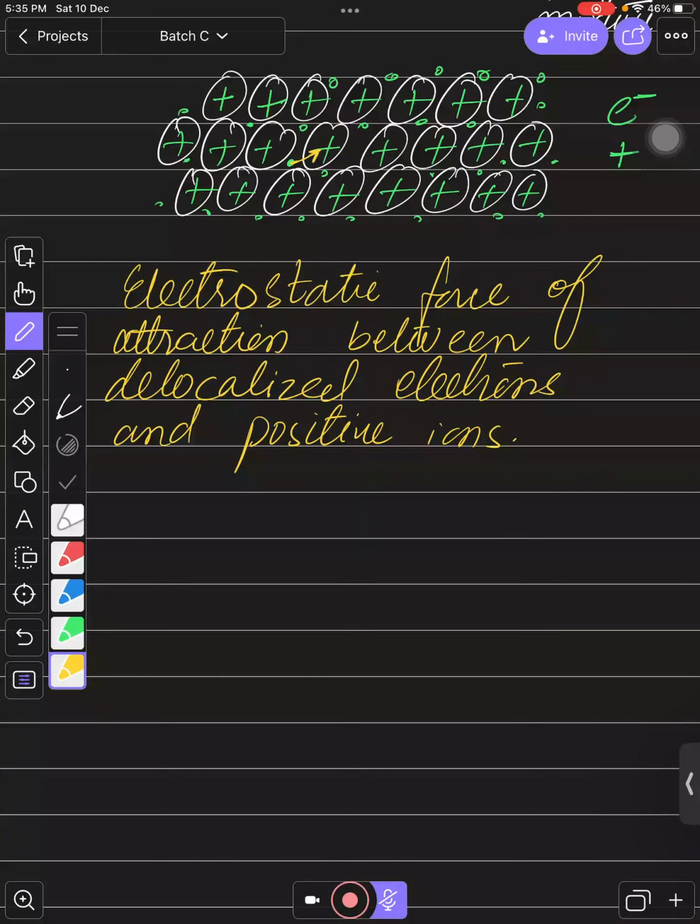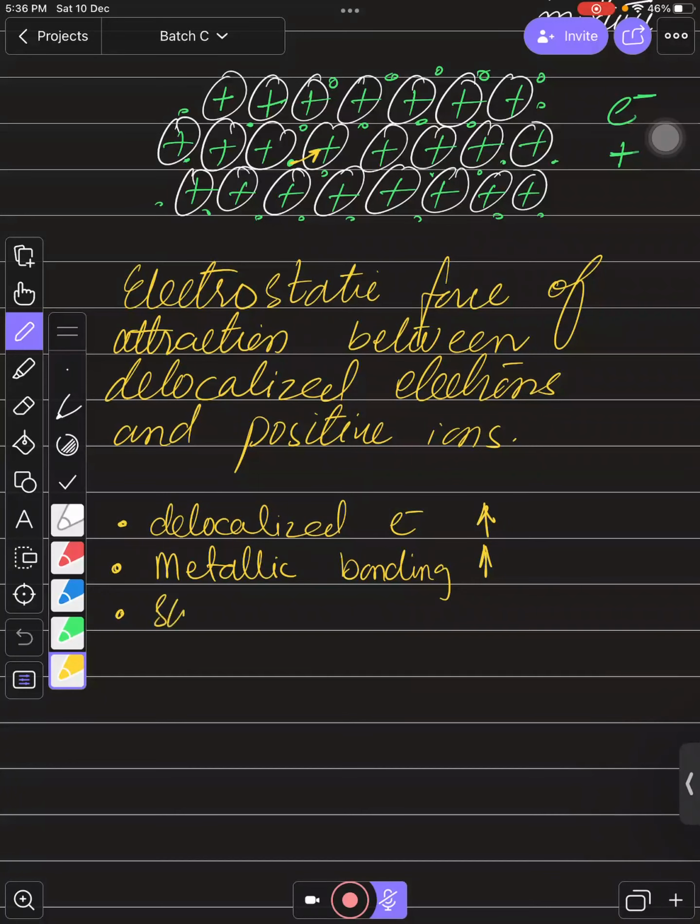Okay, so you just need to keep in mind, if the number of delocalized electrons is lesser, then the metallic bonding is lesser. When the number of delocalized electrons is greater, then the metallic bonding is greater. So you can say that when delocalized electrons increase, metallic bonding increases. Once the metallic bonding increases, the strength of the metal increases. Once the strength increases, the melting point, boiling point and densities are increased.